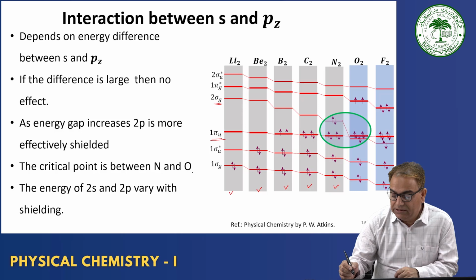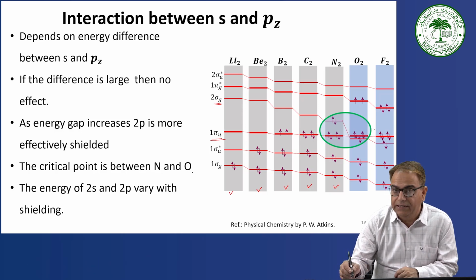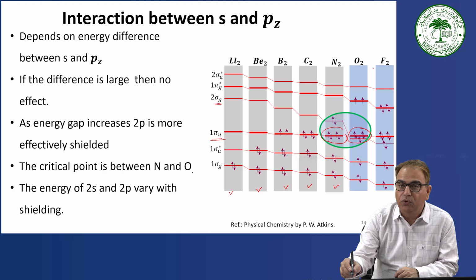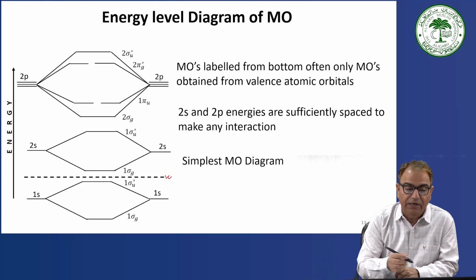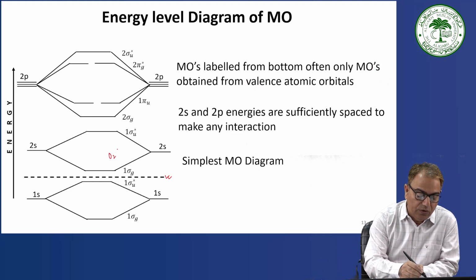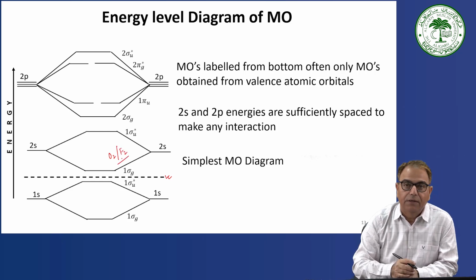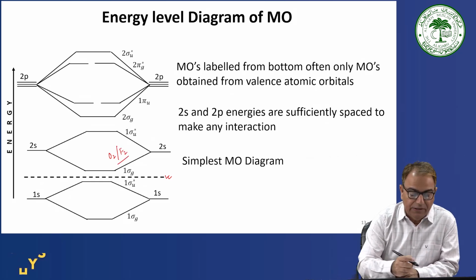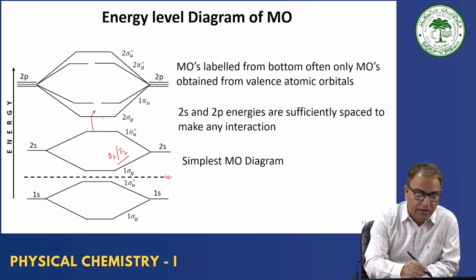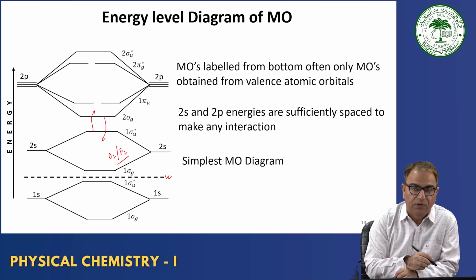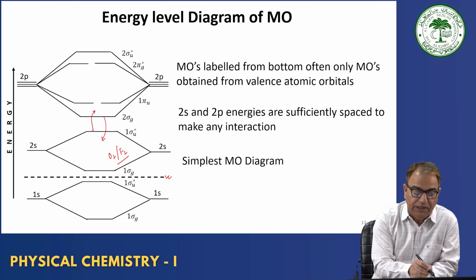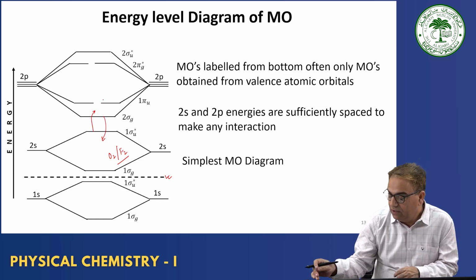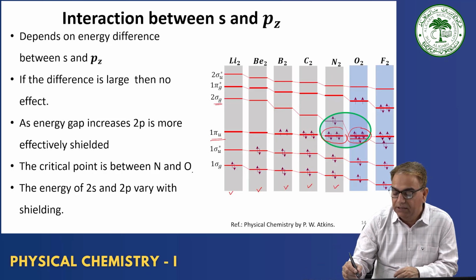Here the green circle tells you that the real shift takes place when you go from N2 to O2. So the diagram which I have drawn earlier is applicable for O2 and F2 only. Below this, what happens? This goes here and this comes here at the bottom. So the pi bond becomes the lowest, and this sigma shifts up because of the shielding effects and all those things. So this shift takes place in this case.